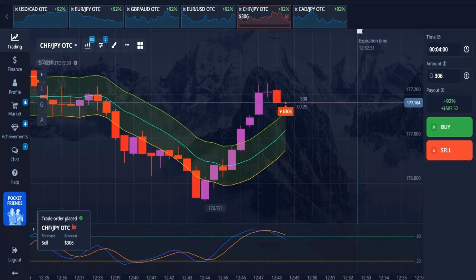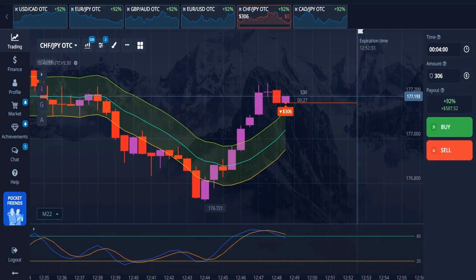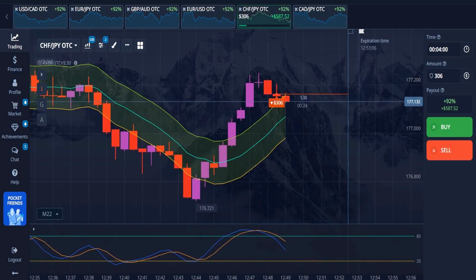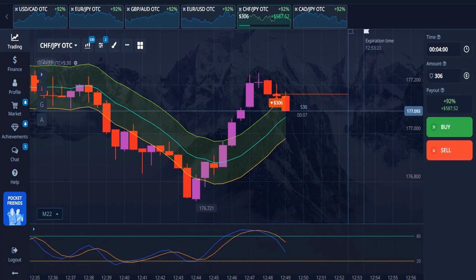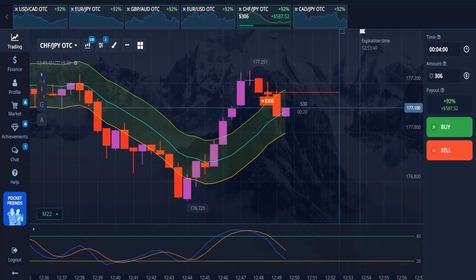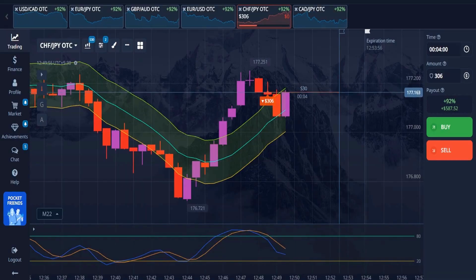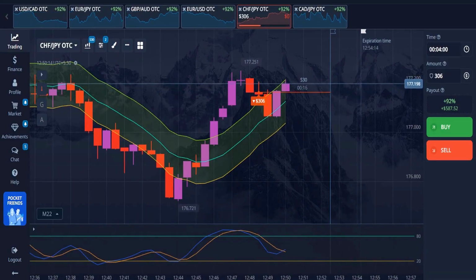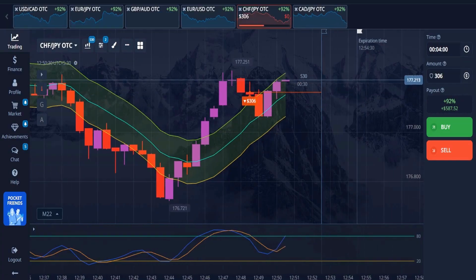Now here, I've taken a sell trade. Let's quickly go over why. First, the price touched the upper line of the envelopes indicator, signaling a possible reversal zone. Then, the stochastic oscillator showed a crossover at the top, near the overbought zone. That's our confirmation of potential downward momentum.